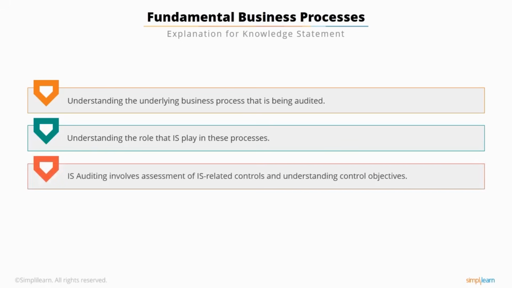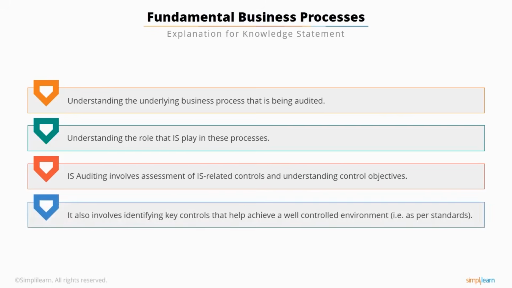Information system auditing involves assessment of all the information system-related controls, but also understanding those control objectives, which is why you need to understand the fundamental business processes. It also involves identifying key controls that help achieve a well-controlled environment as per particular standards. Now that may also involve the knowledge of certain industry standards and laws, and we'll visit that topic in later knowledge statements.